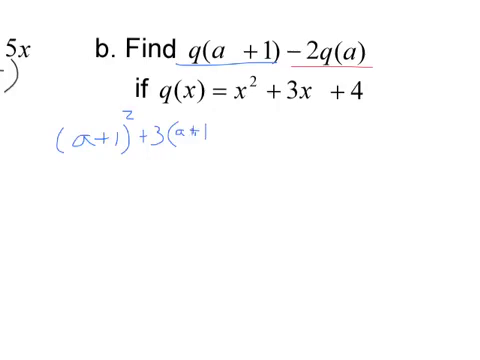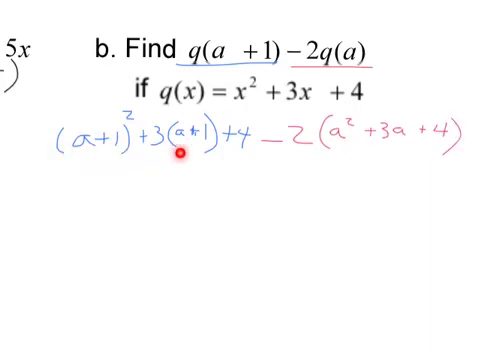That's plus 4. Okay, but now remember we're going to do minus 2 times q of a, which means we're just plugging an a into this function now. So that's just going to be a squared plus 3a plus 4. And now we just have this long algebraic problem to work out.